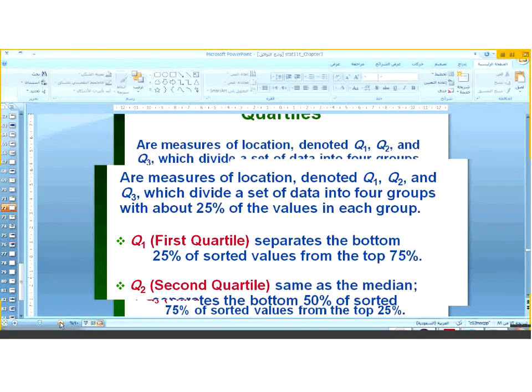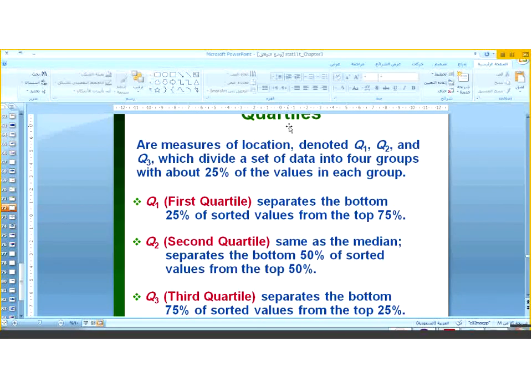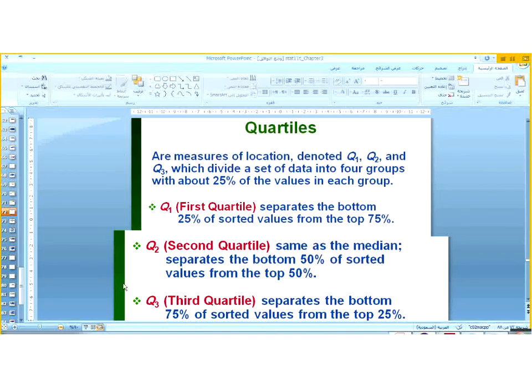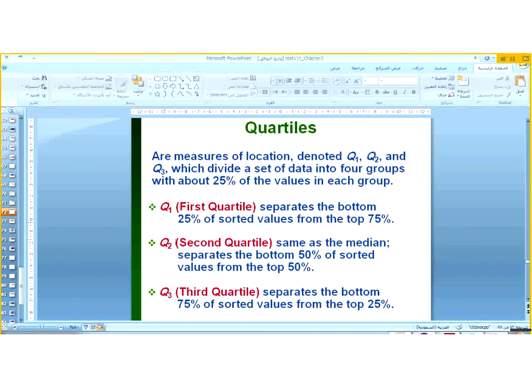زين، في بعض القيم هي جدا مهمة اللي هي الكوارتيل. They are measures of location denoted by Q1, Q2 and Q3, which divide the set of data into 4 groups, with about 25% of the values in each group. The first quartile is denoted by Q1, the second is Q2, and the third is Q3.